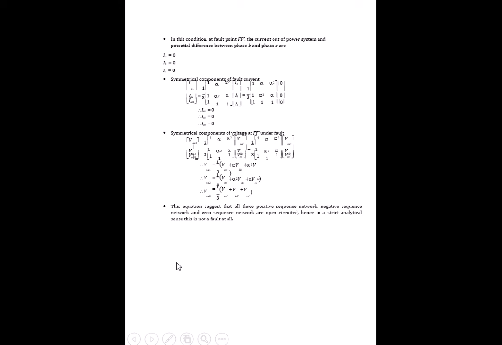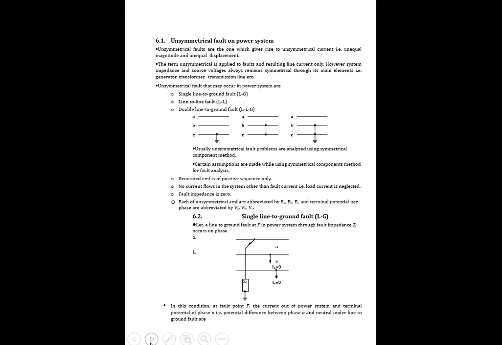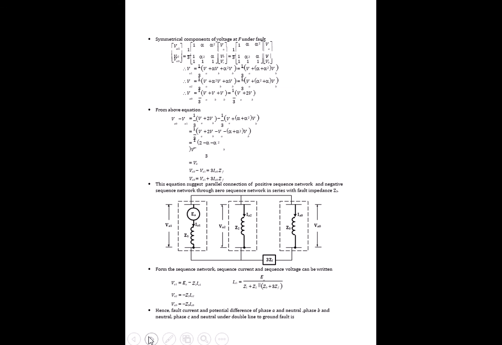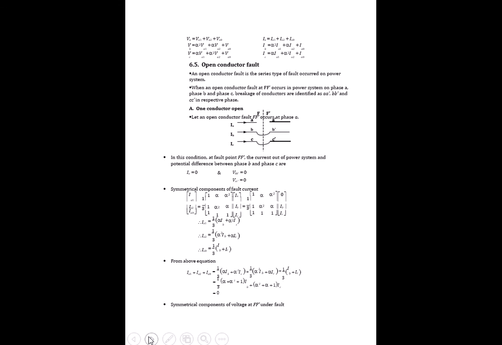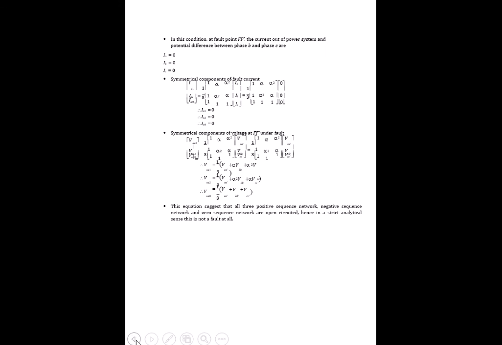So this is it for chapter number 6, unsymmetrical fault analysis. What we have studied in this chapter is that the unsymmetrical faults are closely related to three faults, mainly LG, double LG, and double L fault. We analyzed all these kinds of faults. Then we analyzed the other three types of fault, the open conductor faults: one conductor open, two conductors open, and three conductors open. So we discussed all the types of unsymmetrical fault in this lecture by using symmetrical components.